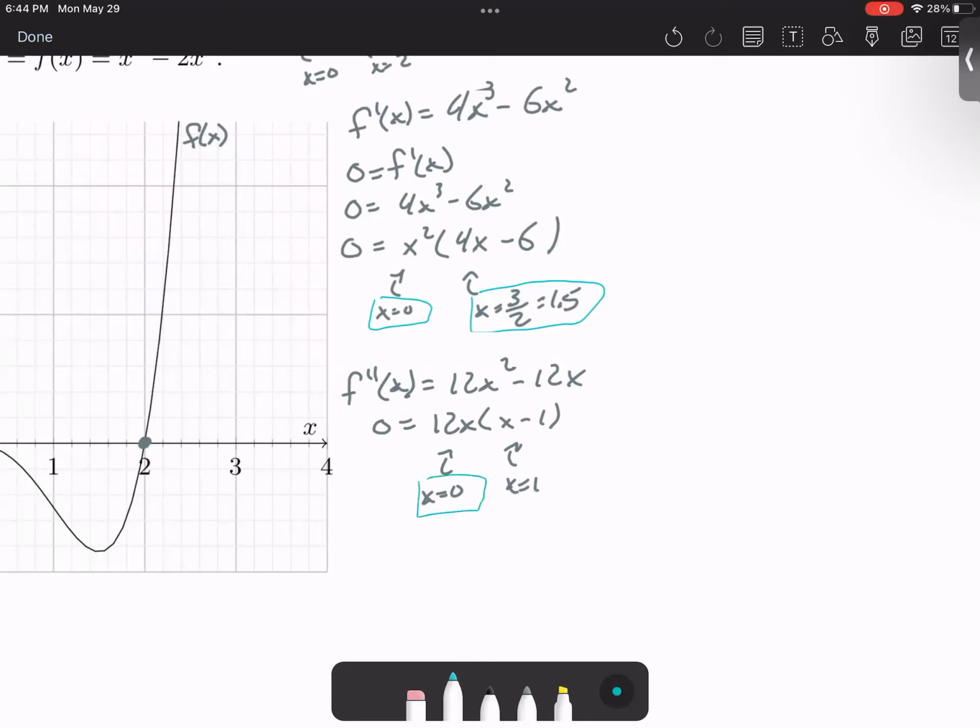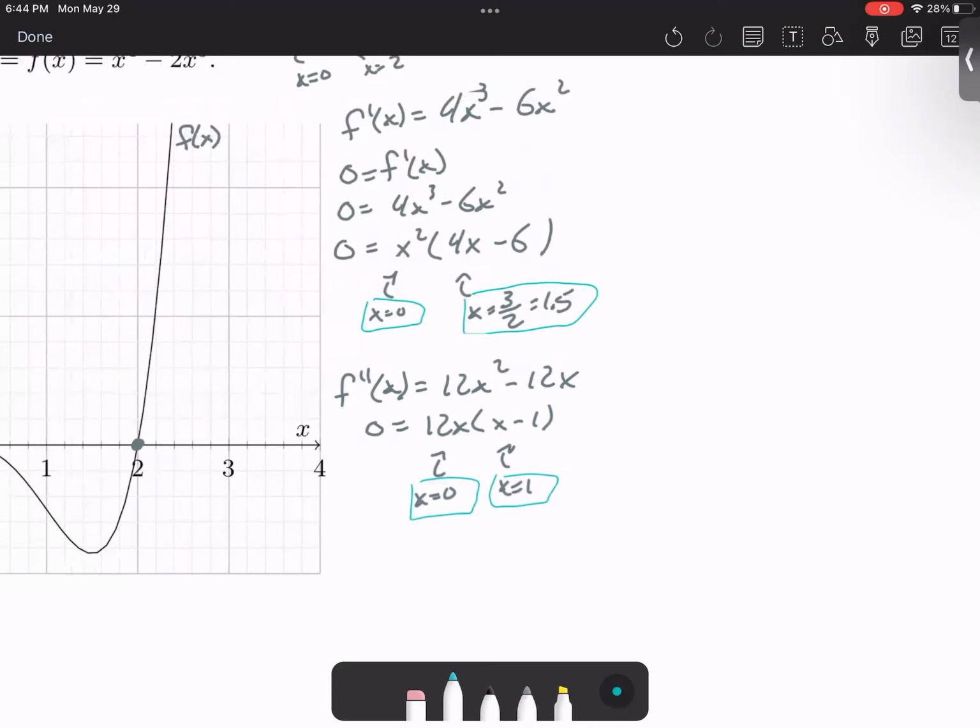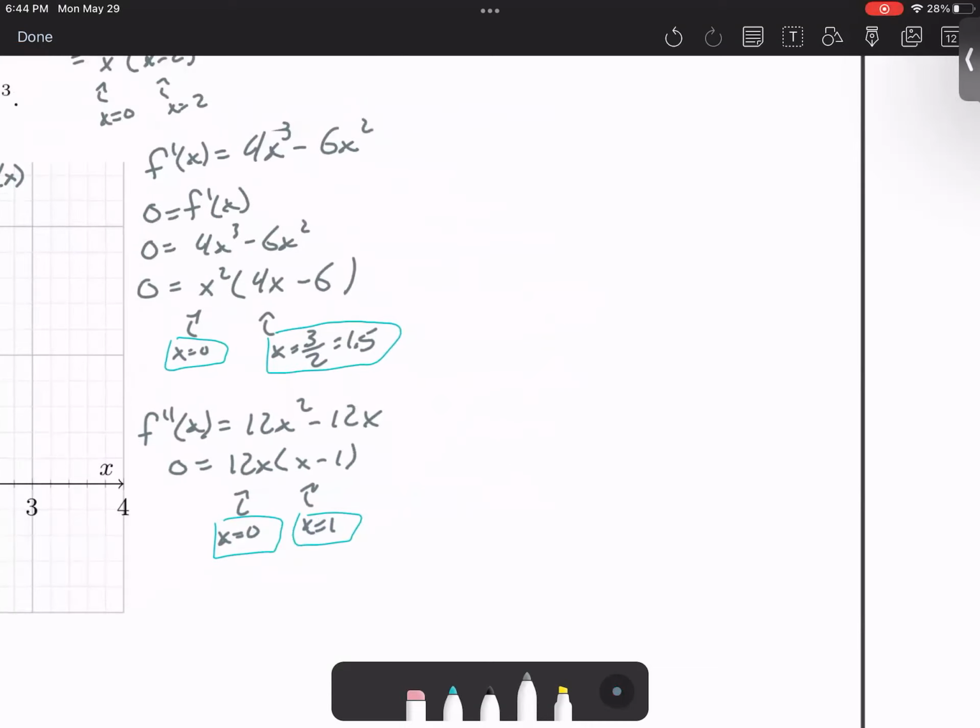These are the places where I might change concavity. Because when your second derivative changes sign, then your first derivative changes from increasing to decreasing, then your original function changes acceleration, changes concavity. So let's make one giant chart. Let's have these be the second derivative, these be the first derivative, and what is that going to imply about the original function?